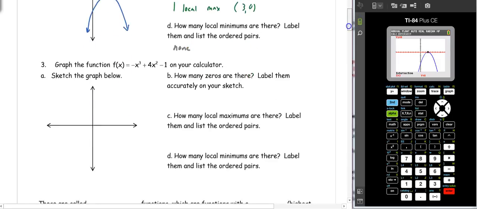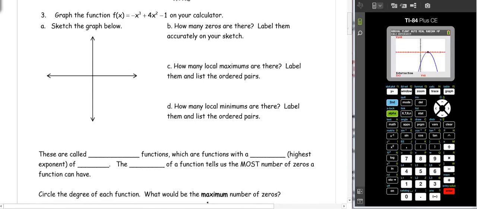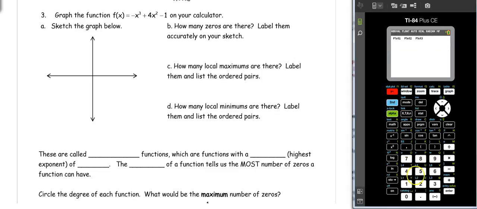So let's try looking at one more graph. So in number 3, we're going to go to y equals. We're going to clear out the y1 equation. And in this case, we have negative x to the power of 3 plus 4x squared minus 1. We're going to hit graph.